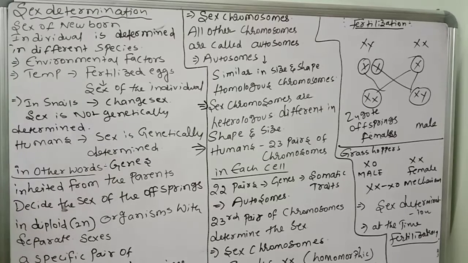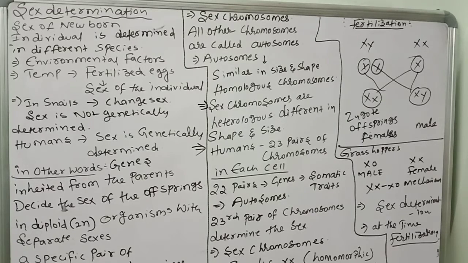In other words, genes. Where are the genes present? Genes are present in the DNA. DNA has a double helical structure, the deoxyribose nucleic acid present in the chromosome, involved in transcription, translation, protein synthesis, like we discussed, right? So the genes inherited from the parents decide the sex of the offsprings in diploid organisms with separate sexes. A specific pair of sex chromosomes determines the sex of the individual. Those are called sex chromosomes. That is the most important point to remember.